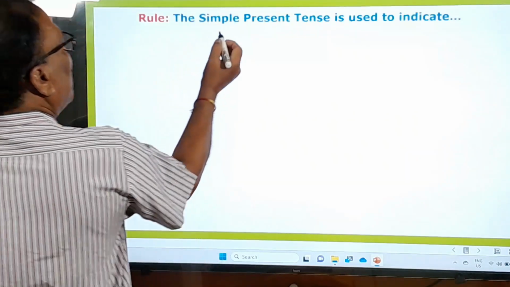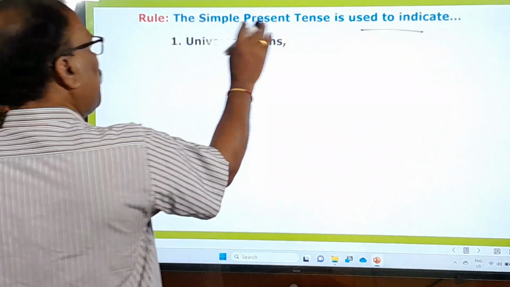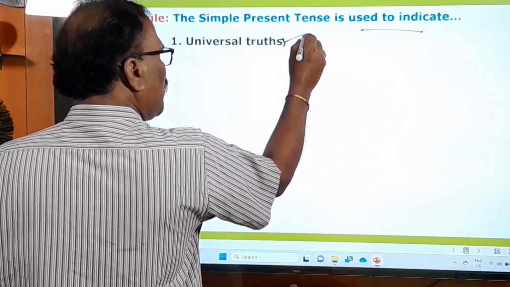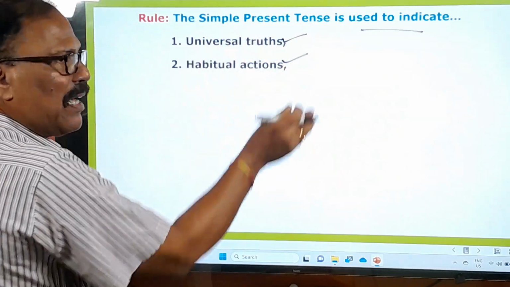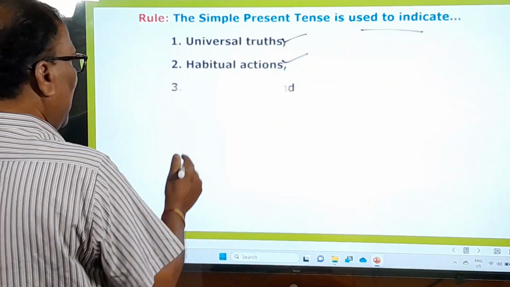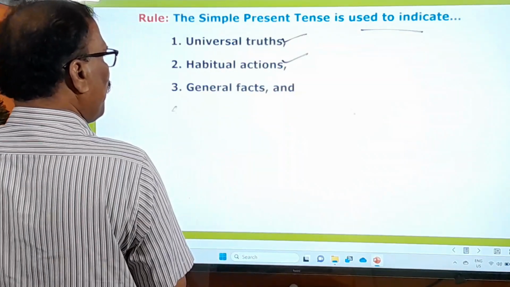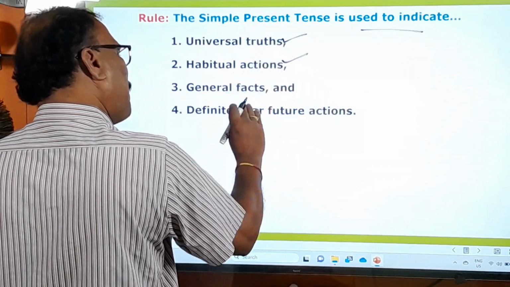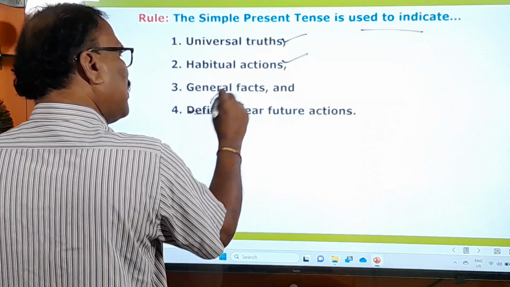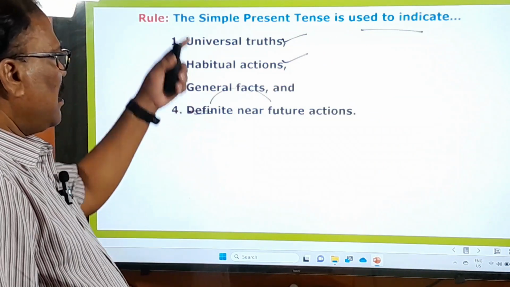And the rule: the simple present tense is used to indicate, okay, we use this simple present to indicate universal truths, habitual actions, and then general facts, and then definite near future actions. We use this simple present.